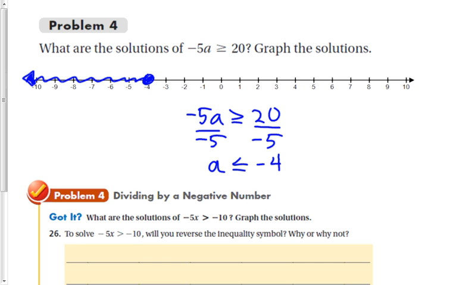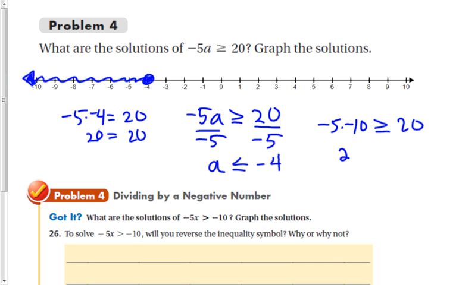And I'm going to check that, make sure negative 5 times negative 4 equals 20. And that's true. Good there. Got my endpoint right. And then I'm going to choose something like negative 10 in my solution set to see if all my solutions are right, and make sure that's greater than or equal to 20. And that's 50, and 50 definitely is greater than 20, so I think that's good also.